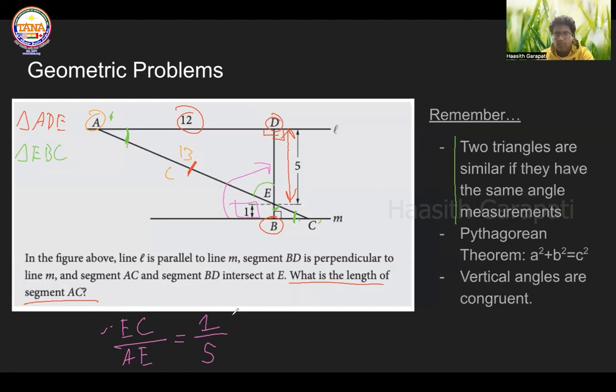In this case, we know for a fact that EC is 1 unit and AE is representative of 5 units, which means that triangle ADE is 5 times bigger than EC, right? And we know the value of AE, which is 13. So if we solve the equation, we get that EC is equal to 13 over 5. And then we know that the length of segment AC is equal to 13 plus 13 over 5. That obviously has a decimal equation, but we'll just leave it at that.